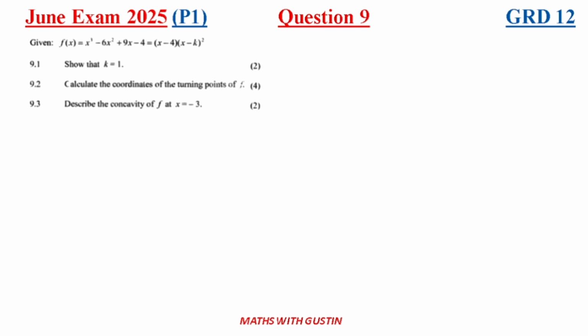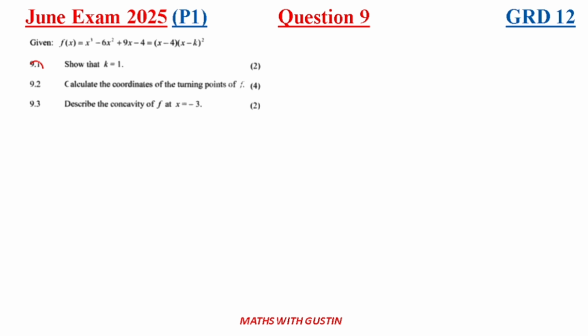All right, guys, now let's have a look at here. It's question 9, which is a cubic function given by f of x is equal to x cubed minus 6x squared plus 9x minus 4, and then they also factorize it for us. And then the first question here, 9.1, says that we need to show that k is equal to 1 when factorized, right?